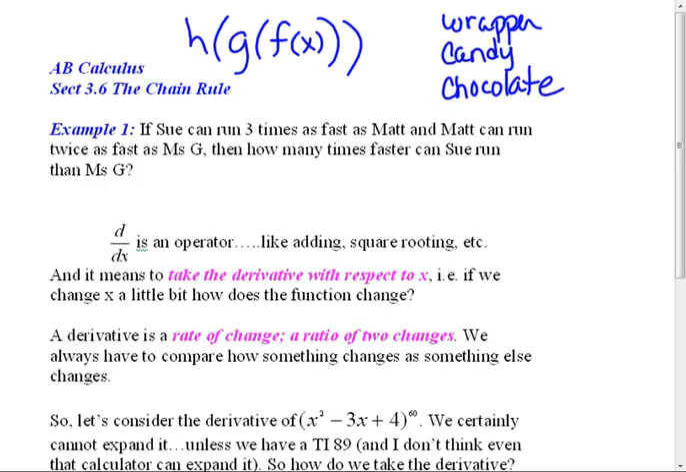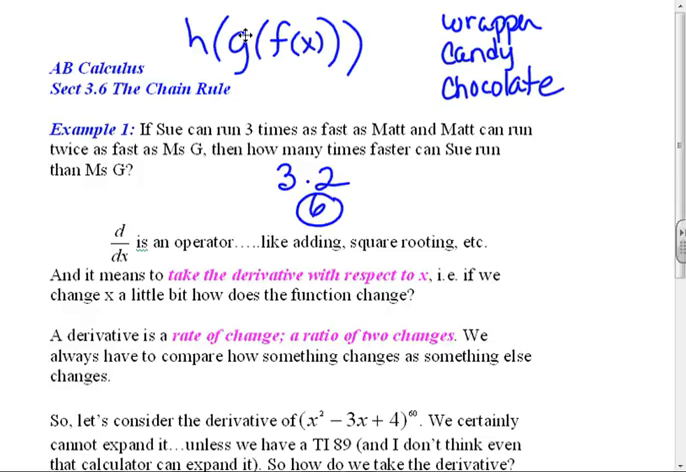So here's a simple example. These are from old classes, so I don't even think I have a Sue this year. Sue can run 3 times as fast as Matt, and Matt can run twice as fast as me. How many times faster can Sue run than me? 6. What did you do with these rates? These are rates. You multiply them. So it's 3 times 2, so the answer would be 6. That's what we're going to do with the chain rule.